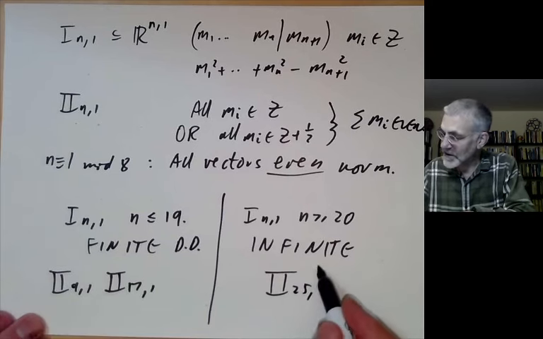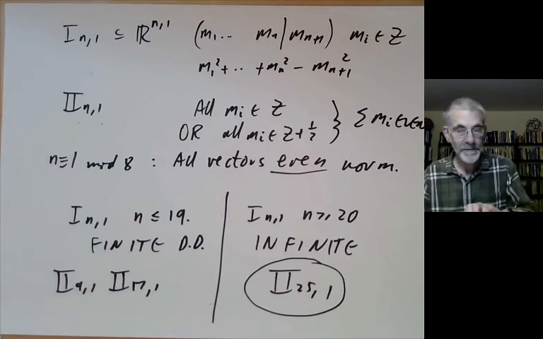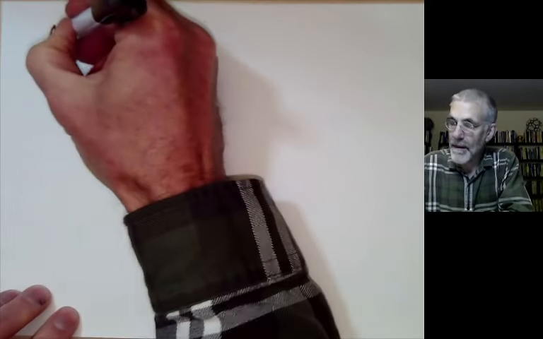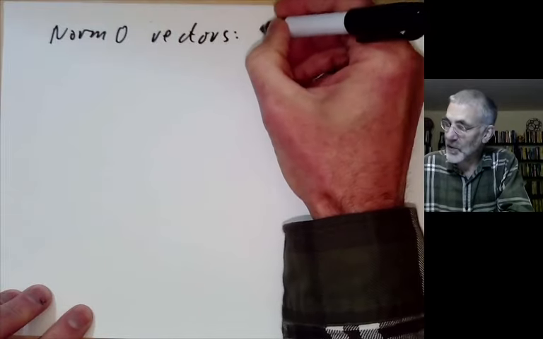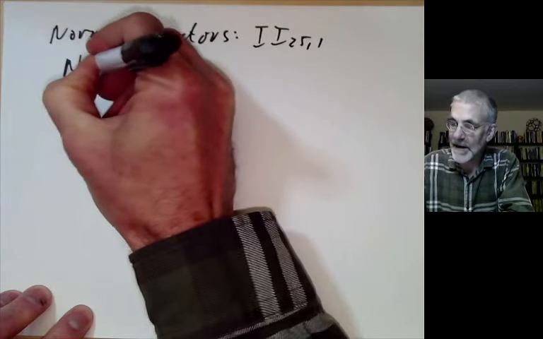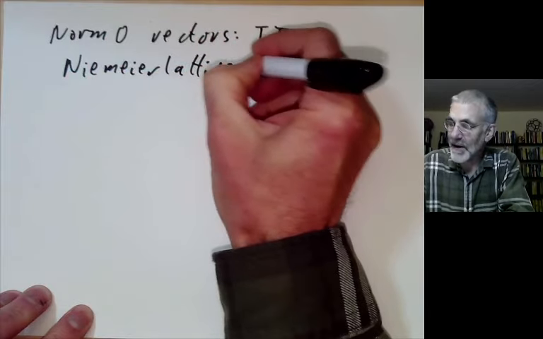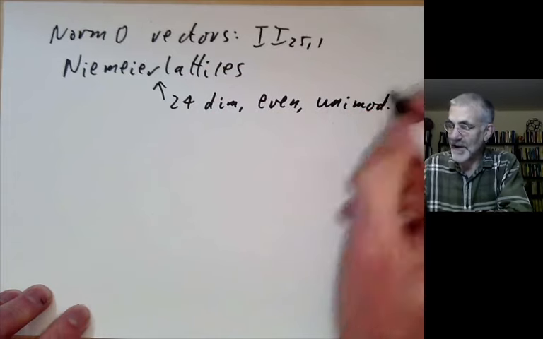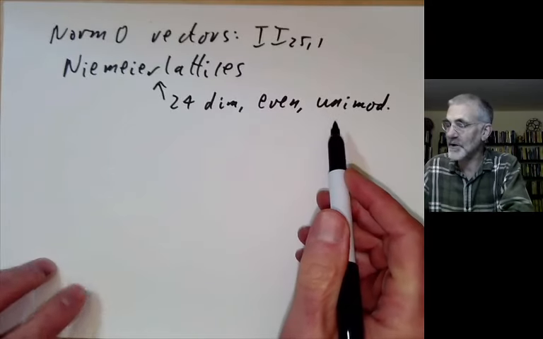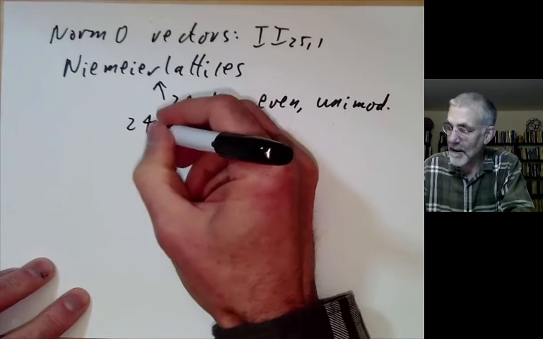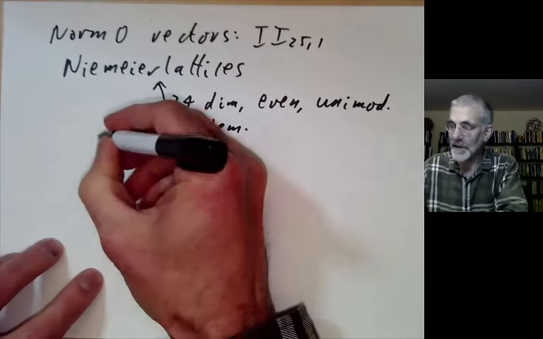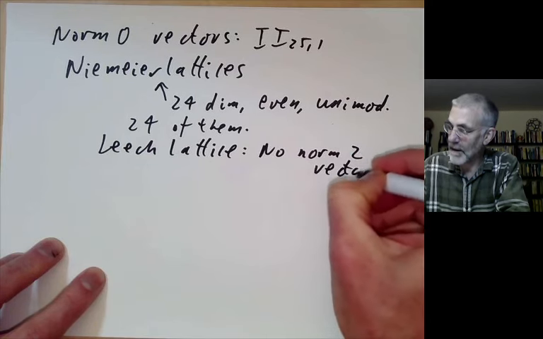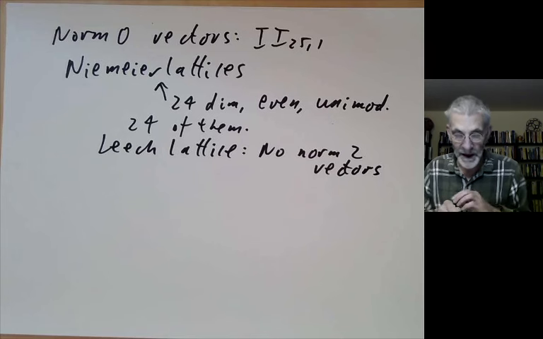What we're going to do is to start off by looking at this case here. First of all, I want to describe the relation between norm zero vectors of this lattice II(25,1) and Niemeier lattices. Niemeier lattices are the lattices in 24 dimensions. They're even and they're unimodular. That means that the volume of a fundamental domain of the lattice under translation is just 1. And there are 24 of these found by Niemeier. The most famous one is the Leech lattice, which has no norm 2 vectors. The norm 2 vectors are normally called roots because they correspond to reflections.